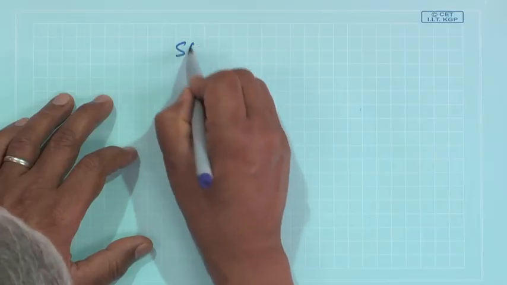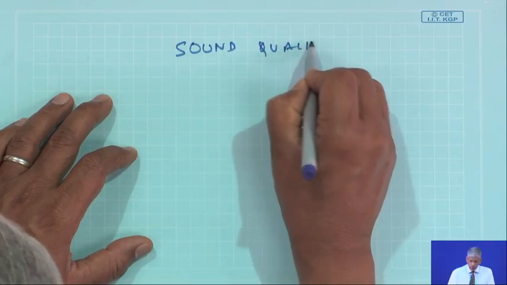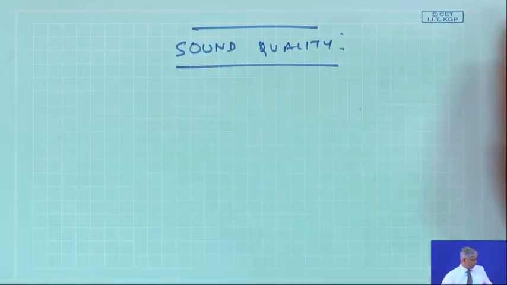In fact, I was approached by a company in South India, a two-wheeler manufacturer, to develop such a system, and I had given them the idea of using sound quality. Okay, and you can see more details on my website.